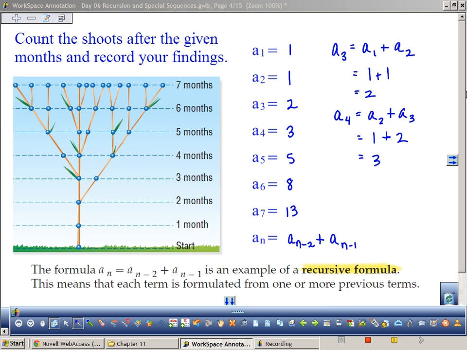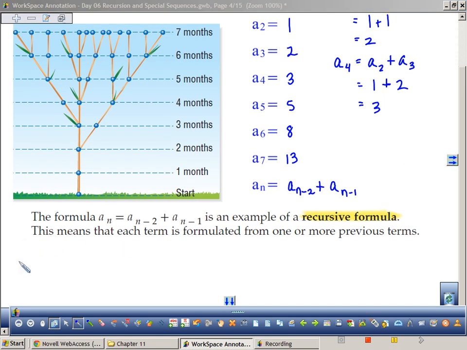Okay. So this sequence is actually called something famous. This is a Fibonacci sequence.